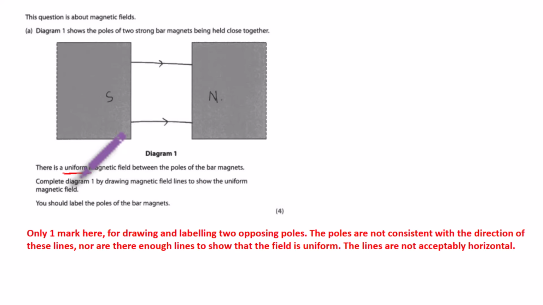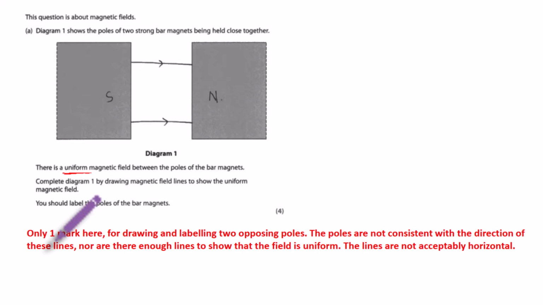Only one mark here for drawing and labeling the two opposite poles. Even the direction is wrong. Field lines always flow from north to south, not south to north. There is the mistake. The other mistake would be field lines must be straight, parallel to each other, and equally spaced. Only two lines can never show that the lines are equally spaced. You have to give at least 3 lines and never draw them freehand. Always use a ruler.